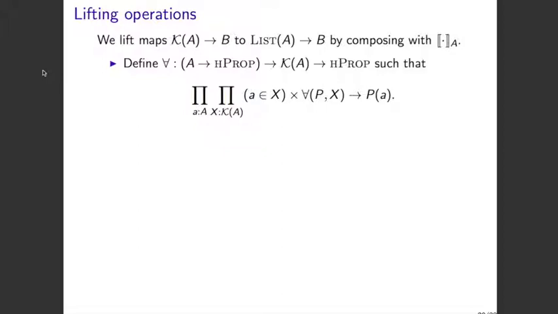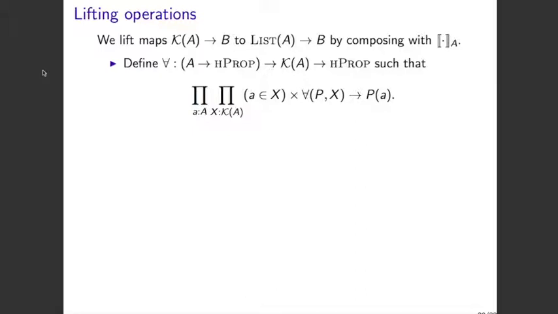So for instance, we can define a universal quantification on finite sets. Given a predicate P and a set X over A, we can construct a proposition for all P x, which signifies that all the elements of X satisfy P. And this proposition comes with the following property. If we have an element A which belongs to the set X, and we know that P holds for all the elements of X, then we know, for instance, that element A satisfies the predicate P as well.